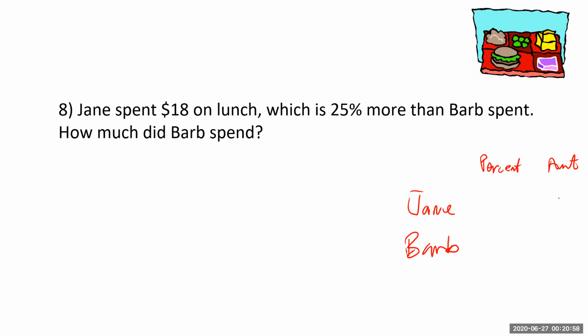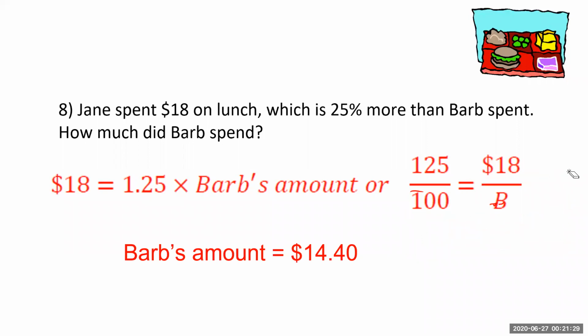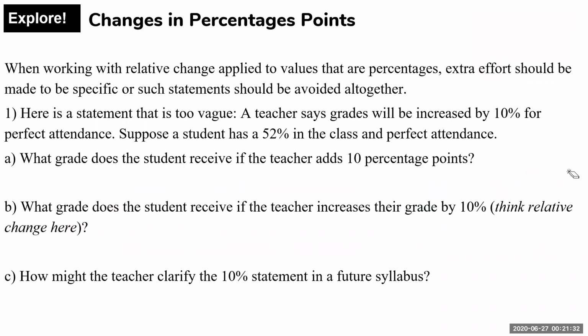So Jane spent $18, which is 25% more. So I'll add that to 100, which is 125, more than what Bob spent. So Bob's percentage is the original rate, is that what's being compared to? And we want to know how much Bob spent. And then I'll cross product, and we will know that Bob spent $14.4. Okay, nice.